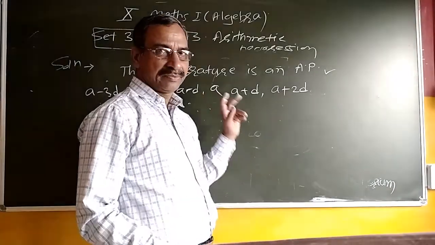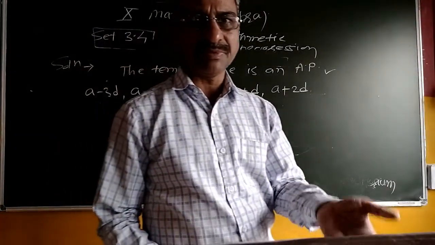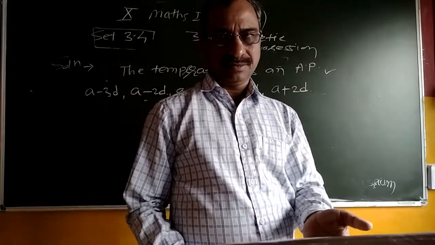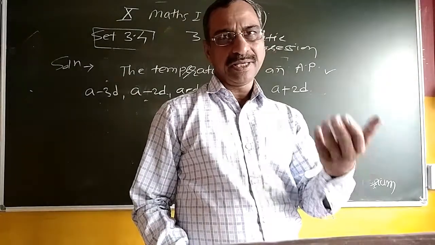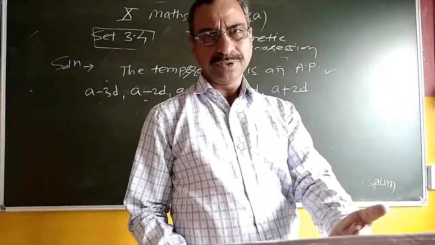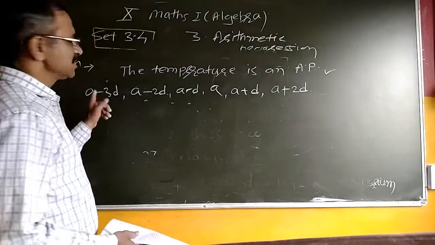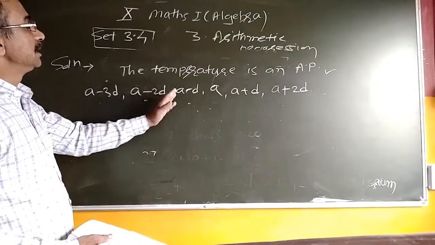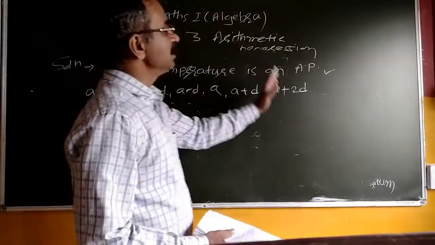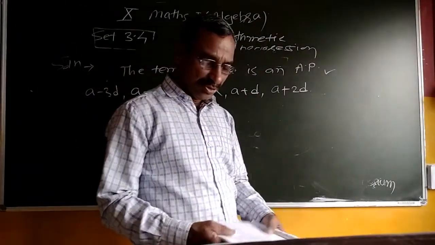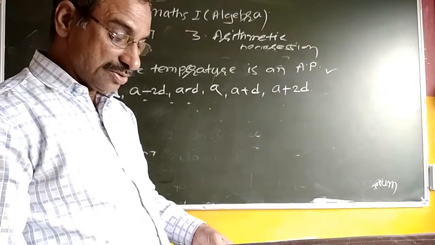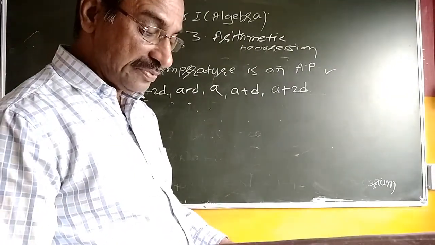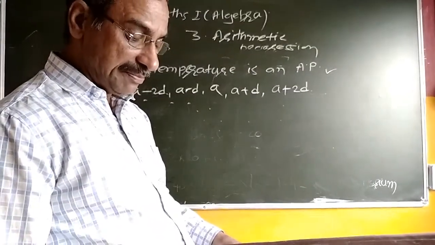In the previous example, we took a minus d, a plus d, a plus 2d, like that. But here we are taking the previous a minus 3d, a minus 2d, decreasing by 1. Then a minus d, then a plus d is the increase, a plus 2d. The difference is the same. So the temperature of Wednesday is given here. What is the temperature given here?